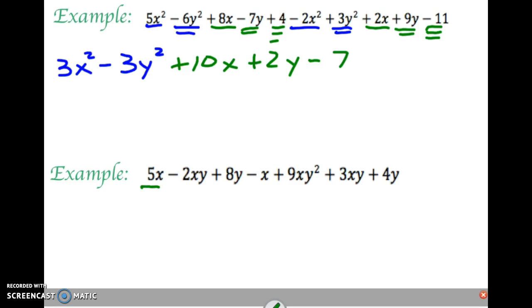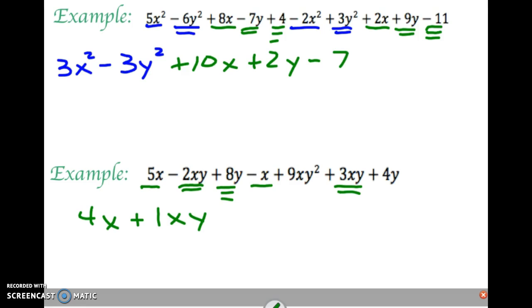All right, we got 5x and a minus x, so 5x minus x, or minus 1x, would be 4x. We got a minus 2xy and a plus 3xy, so negative 2xy plus 3xy would be a positive 1xy. Some people write this without the 1 in front.